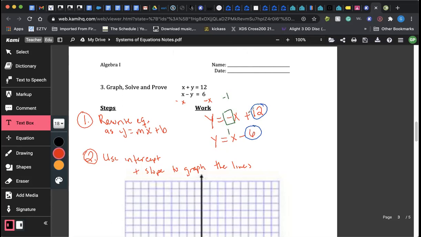And then I have my intercept. Excuse me, I should rewrite this because my intercept is not 6, it is negative 6, right? Make sure you include the symbol before your number for your intercept. When you graph the two lines, you'll be able to see where they intersect, and that is the solution to your system of equations.